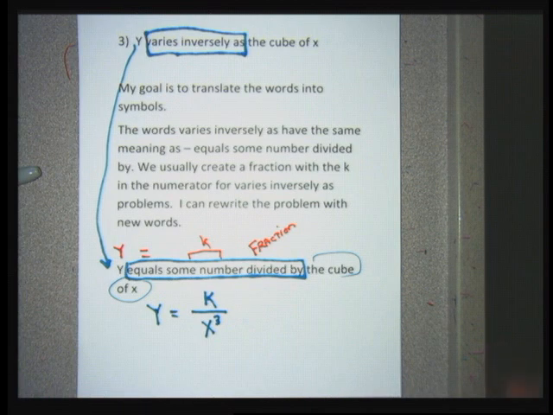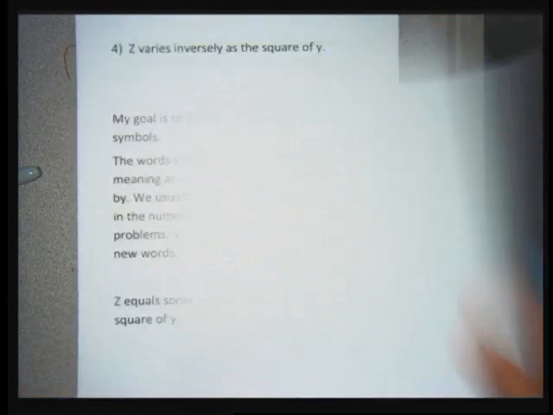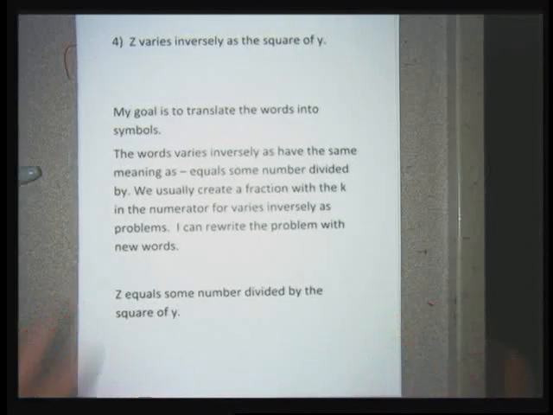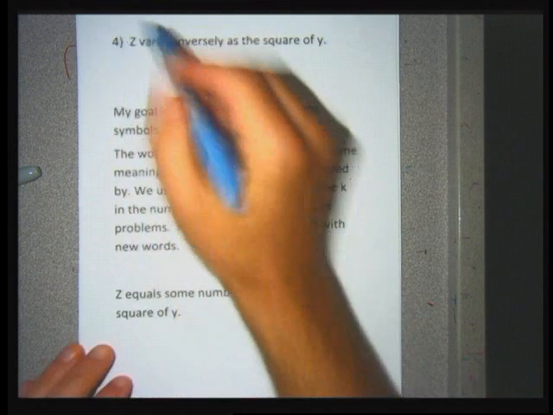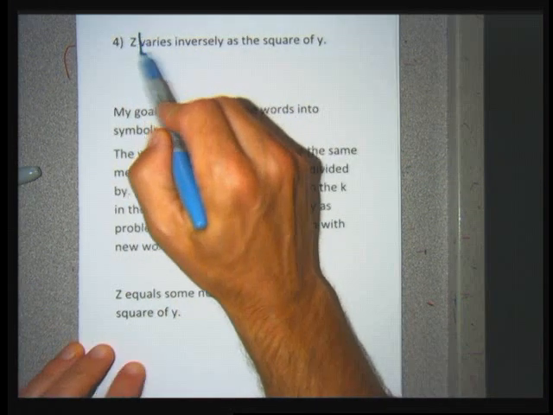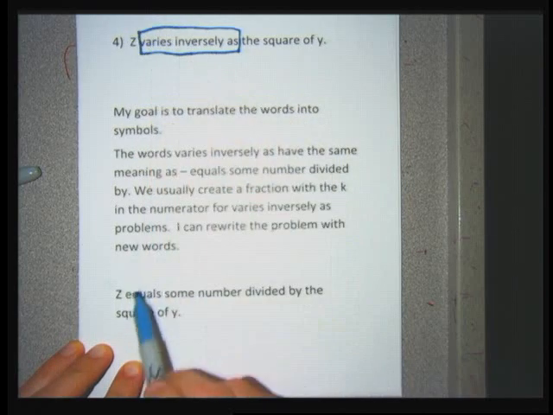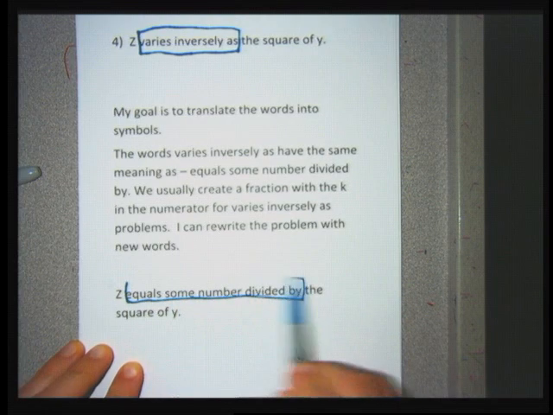Problem 4 should have the same skill set as problem 3. So hopefully you can pause the video, do problem 4, and then watch my video and check yourself. So hopefully you've paused the video, done problem 4, and hopefully you did exactly what I did here. You took the initial problem. You noticed it had the words varies inversely as. You changed the words varies inversely as to some number divided by.